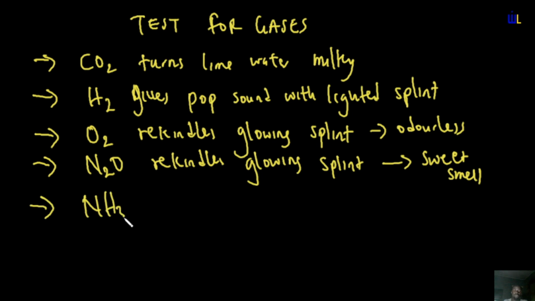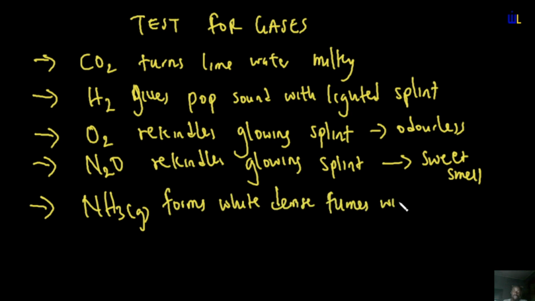Ammonia. How do we test for ammonia? Ammonia gas is tested using HCl. So it forms white dense fumes with HCl. It is also characterized by its choking, pungent smell.